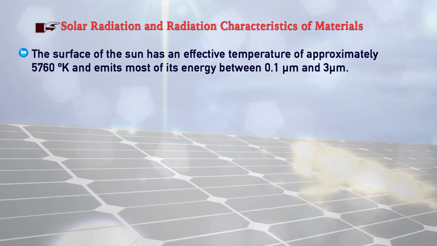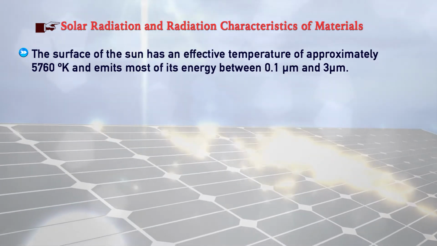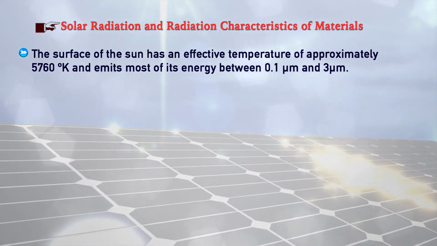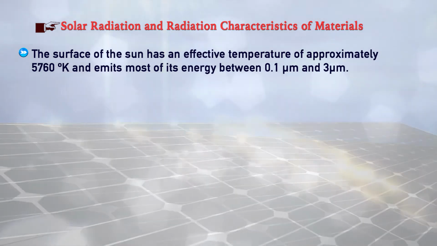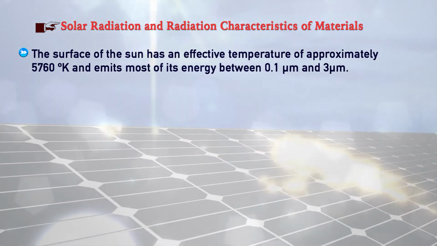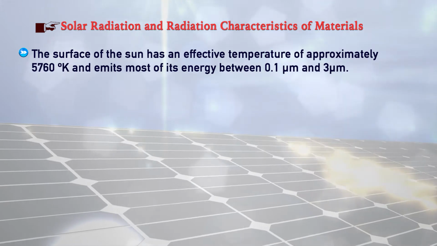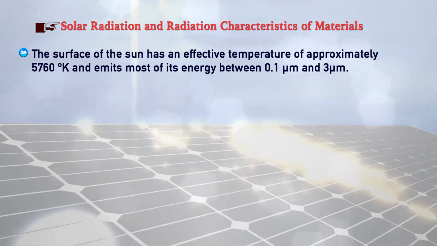The surface of the sun has an effective temperature of approximately 5760 degree Kelvin and emits most of its energy between 0.2 micrometer and 3 micrometer. Now we will discuss heat transfer characteristic of surface.